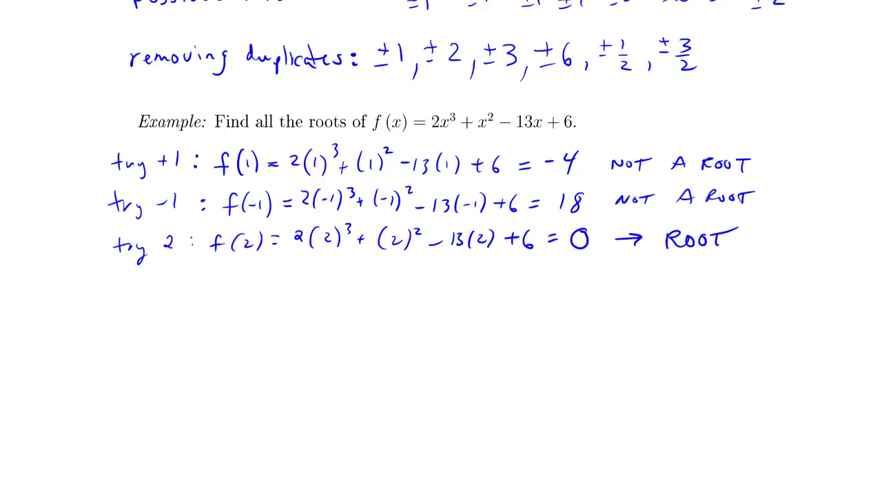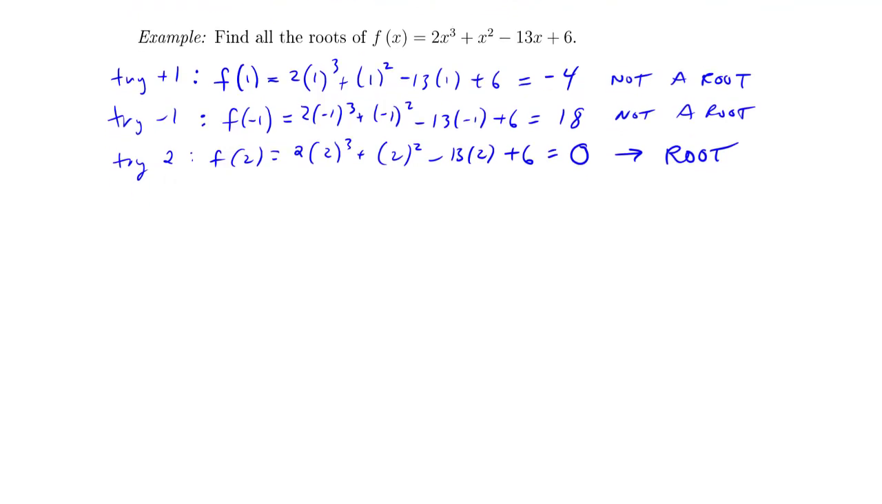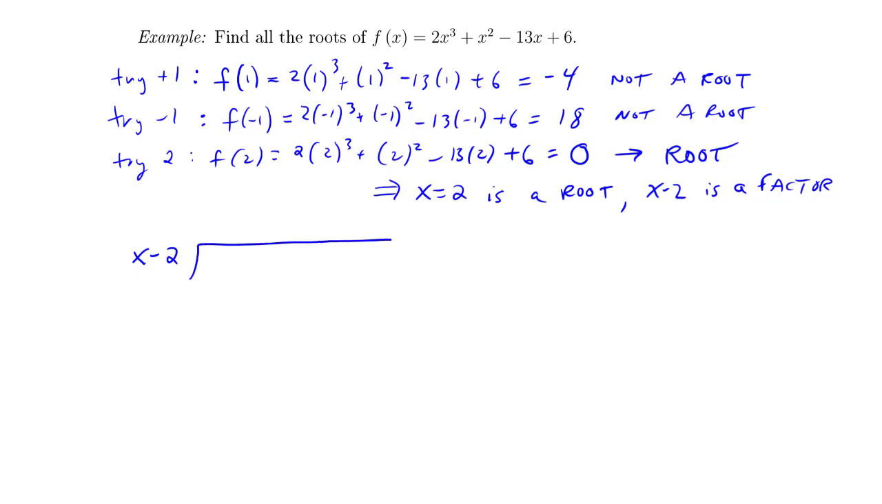We found a root. So what does this mean? We found that if we put 2 in, we get a remainder of 0. Therefore, we know 2 things. x equals 2 is a root, and x minus 2 is a factor. So that's great. We found that 2 is a root. So what can we do from there? Well, if we know that 2 is a root and therefore x minus 2 is a factor, we could divide. So let's do this division.